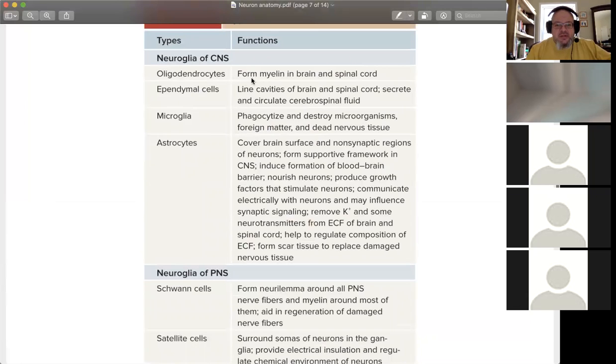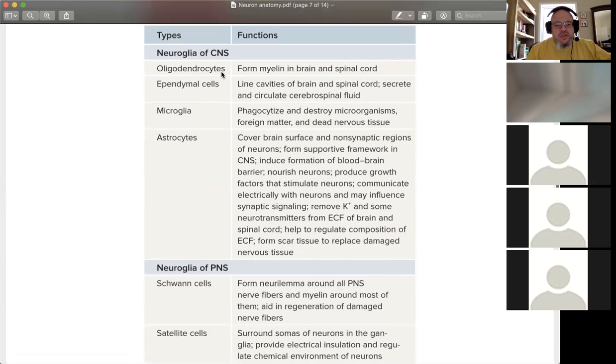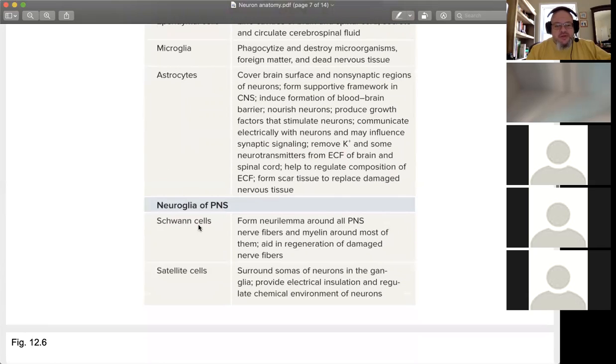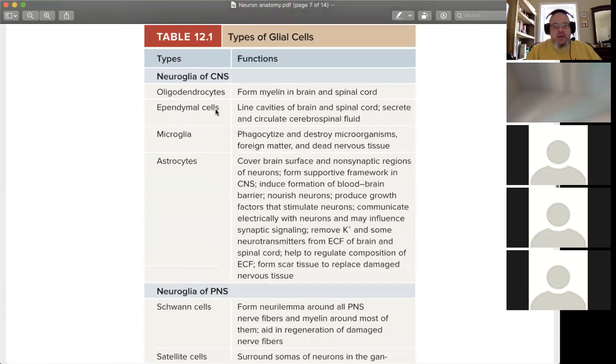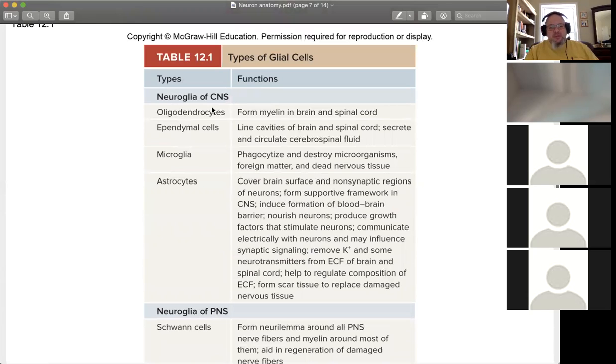You've got the oligodendrocytes that form myelin in the brain and the spinal cord, and their cohorts in the peripheral nervous system are the Schwann cells. So if you're talking about what cells form the myelinated sheaths, in a peripheral nerve, it's the Schwann cell. In the brain or the spinal cord, it's the oligodendrocytes. The ependymal cells create the cerebrospinal fluid.